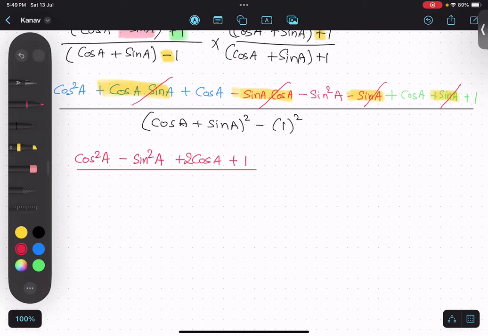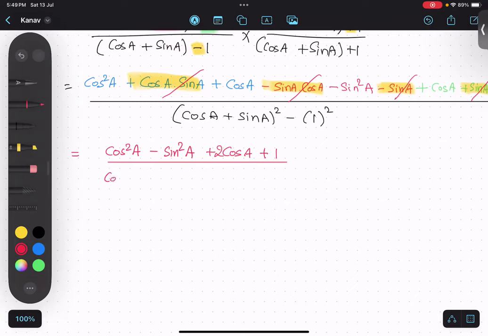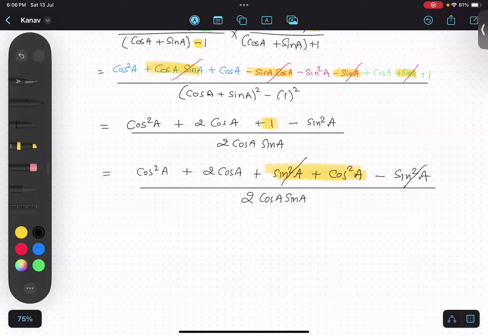And in the denominator, we have an identity. We can apply the identity. So, cos square A plus sine square A plus 2 cos A sine A minus 1. How do you get the sine square A plus cos square A? Because the identity is sine square A plus cos square A is 1. So 1 can be written as sine square A plus cos square A. So sine square A cancelled. What is remaining? 2 cos square A plus 2 cos A, upon 2 cos A sin A. Yes or no?